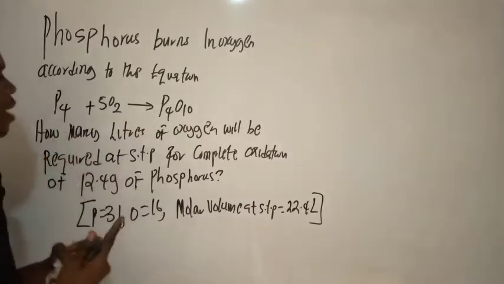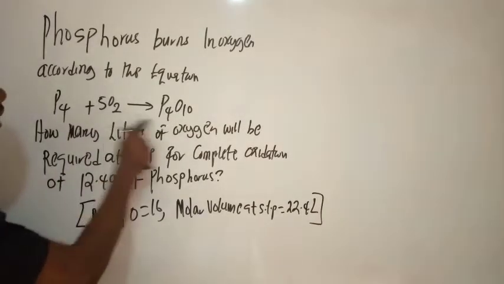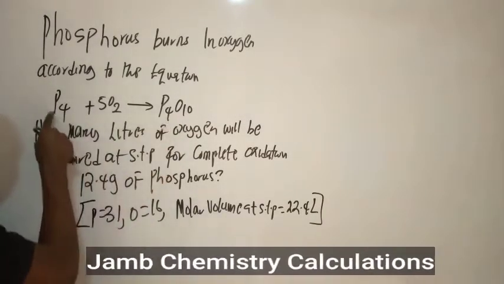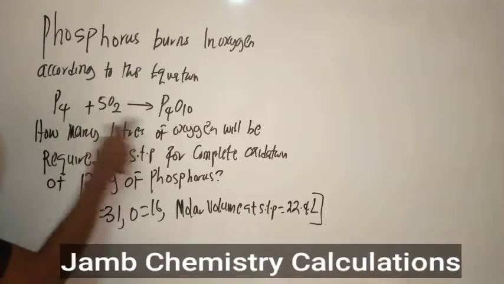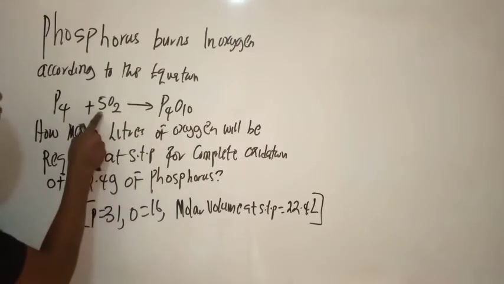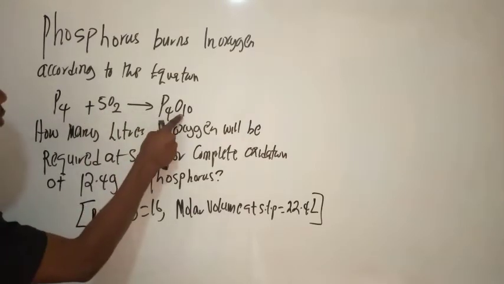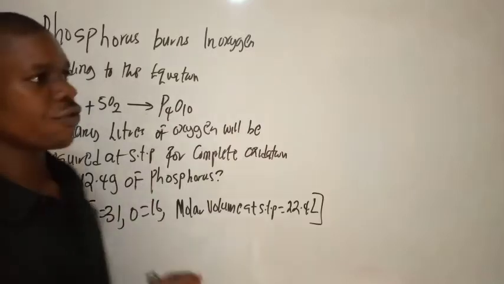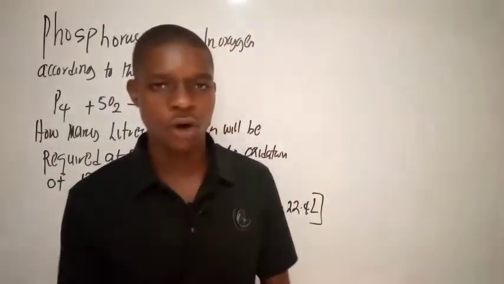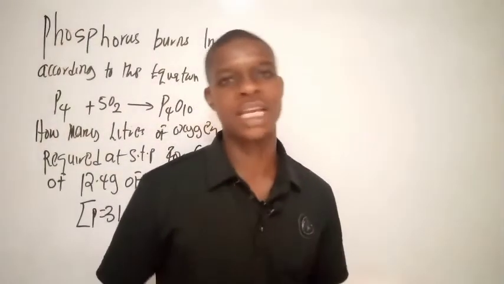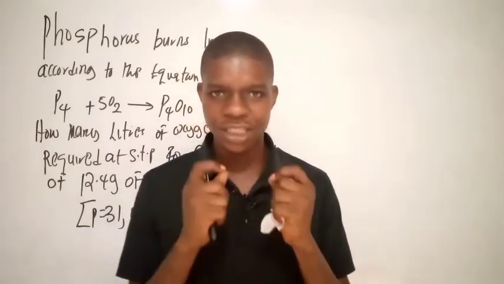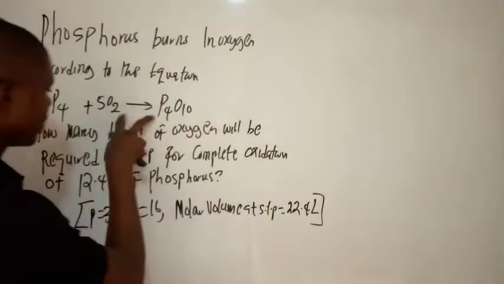First, we want to ensure that this equation is balanced. We have 4 atoms of phosphorus here and 4 phosphorus here. 5 times 2 is 10, so 10 atoms of oxygen here and 10 atoms of oxygen here. So the first thing you want to do for every reacting mass or reacting volume question is to check if the equation is balanced. And of course, it's already balanced here.